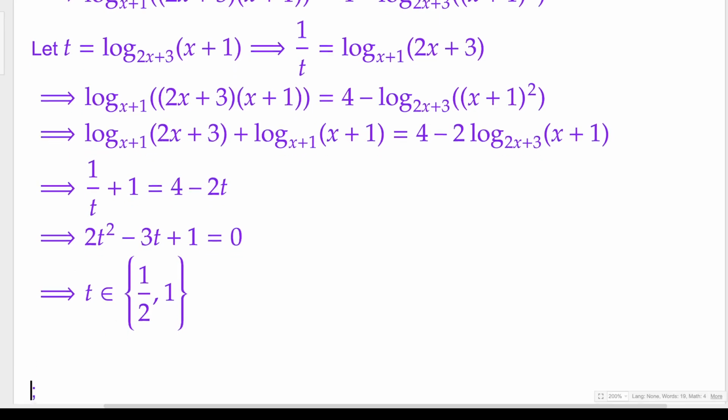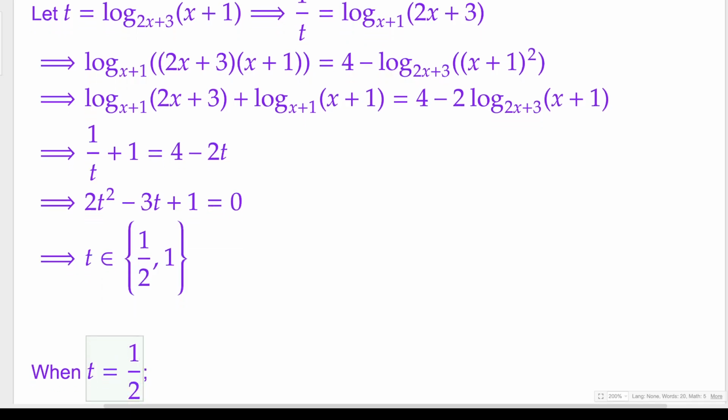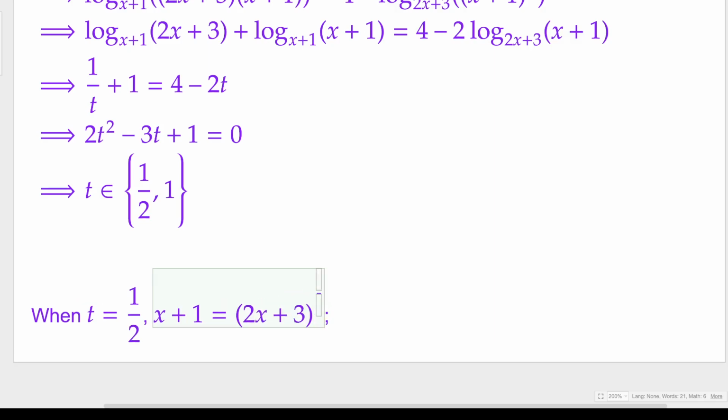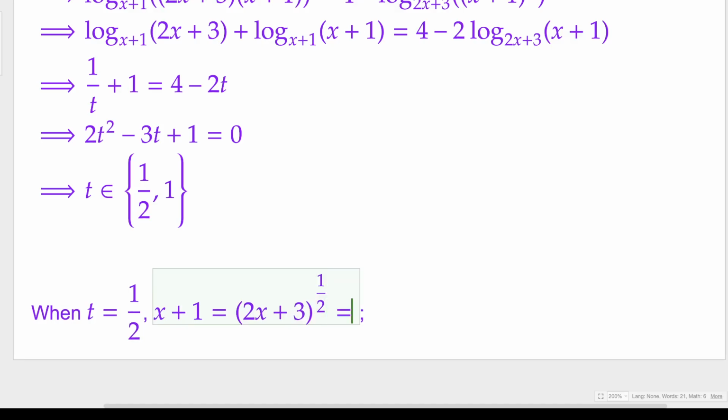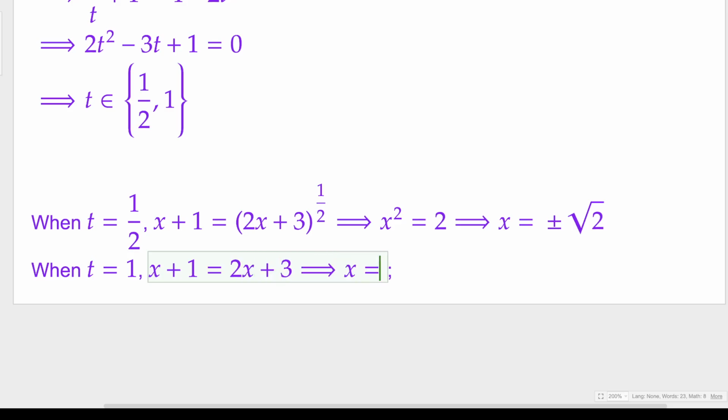Now the journey is not completed yet, because we need to resolve this for x further, right? So when t is equal to half, I can say that x plus 1 is equal to 2x plus 3 to the power 1 by 2. From this we can observe clearly that x square is equal to 2, and from this x will be equal to plus minus square root of 2. Now checking the next value, when t is equal to 1, x plus 1 will be equal to 2x plus 3, and on resolving this we get x equal to minus 2.